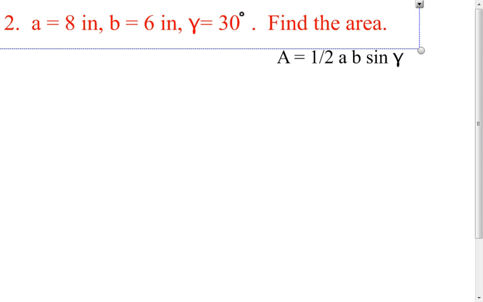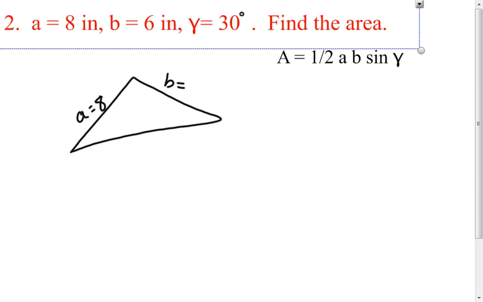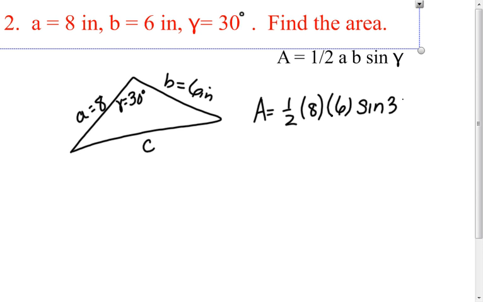All right, a little bit different formula here. Now we're going to use a different one. When I draw my triangle, I just want you to be able to picture this. A is side 8, side B is 6 inches, and gamma, which has to be opposite side C, is 30 degrees. You can see that you have everything to plug into this formula right here, so you will have 1/2 times A, which is 8, times B, which is 6, times sine of 30 degrees.